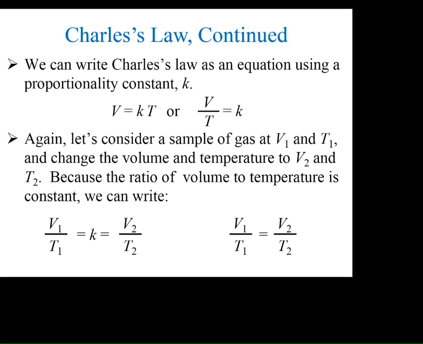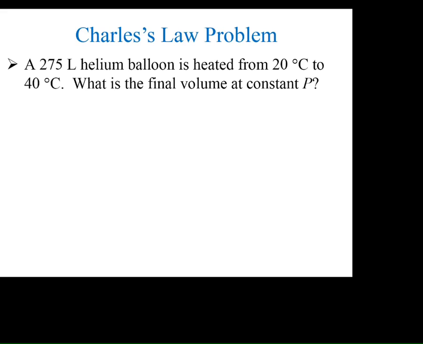Okay. So let's just use Charles's law a little bit here and try one out together. Let's say we have a big old helium balloon, 275 liters. You take it and you heat it from 20 degrees Celsius up to 40 degrees Celsius. I want to know what is the final volume at constant pressure, which means, again, we're only changing volume and temperature. The pressure is not changing. The pressure is constant. So I have an initial volume, an initial temperature, and a final temperature. I don't know what's the final volume.